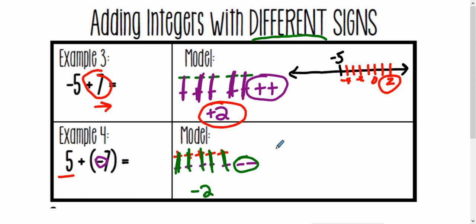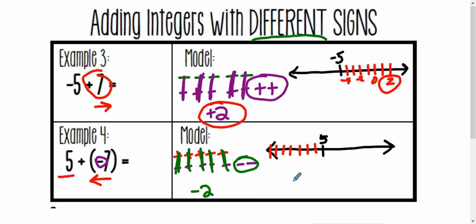Let's try it with the number line model just to be sure. I'm going to put that positive 5 right in the middle. And this time, if we're talking about a negative 7, are we going to go to the right or to the left? We're going to go to the left because we're talking about a negative. So we're going to go 7 spaces this way. 1, 2, 3, 4, 5, 6, 7.